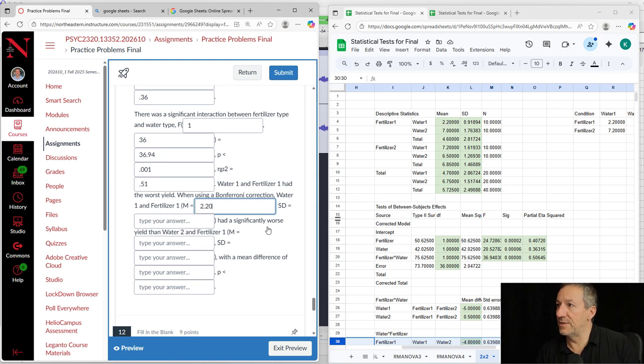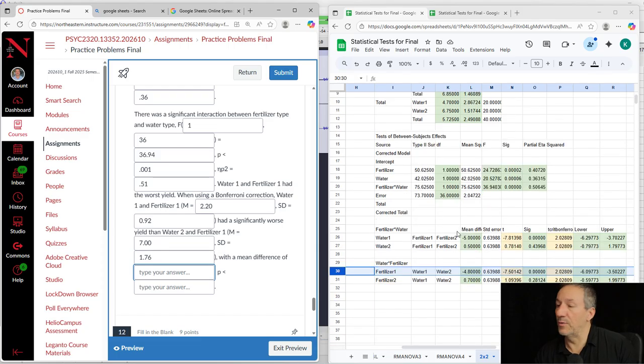2.20, standard deviation 0.92. That's significantly worse than water 2. So 7.00 and 1.76. The mean difference, we get that from down here. Or you could just do it in your head, but 4.80, P less than 0.001. We should maybe have the confidence intervals there, but it's okay.